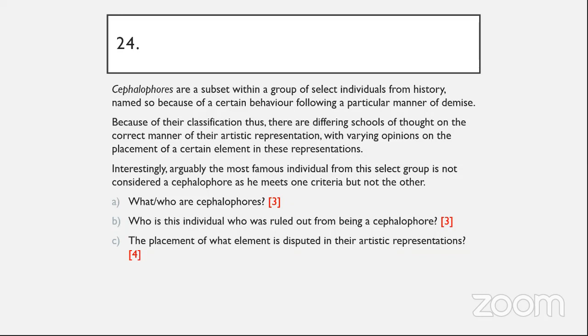Interestingly, arguably the most famous individual from this select group, which is a larger group of individuals from history, is not considered a cephalophore, as he meets one criterion but not the other. Basically what I mean is, while he did have the particular manner of demise, he does not have the behavior which qualifies him to be a cephalophore. So who or what are cephalophores? Who is this individual who was ruled out from being a cephalophore? And the placement of what element is disputed in their artistic representations?